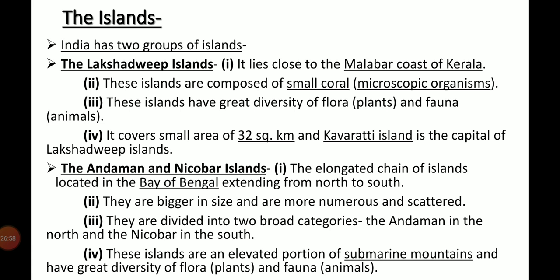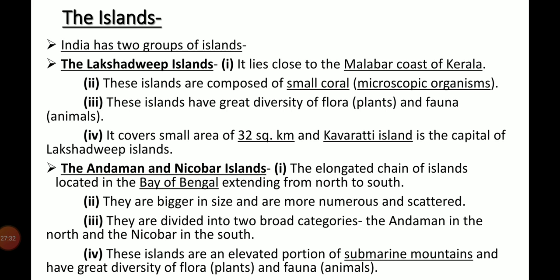The features of the Andaman and Nicobar Islands are: these are an elongated chain of islands located in the Bay of Bengal and extending from north to south. They are bigger in size and more numerous and scattered. They are divided into 2 parts. The northern part is called Andaman and the southern part is called Nicobar. These islands are the elevated portion of submarine mountains and have a great diversity or variety of plants and animals.